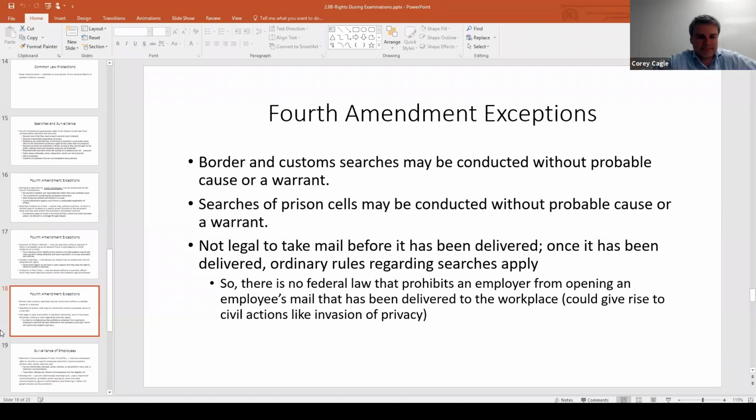They can search. Not legal to take mail before it's been delivered, but once it's been delivered, ordinary rules regarding searches apply. So there's no federal law that prohibits an employer from opening an employee's mail that's been delivered to the workplace, but it could give rise to invasion of privacy and things like that. But before it's delivered, can't do anything.